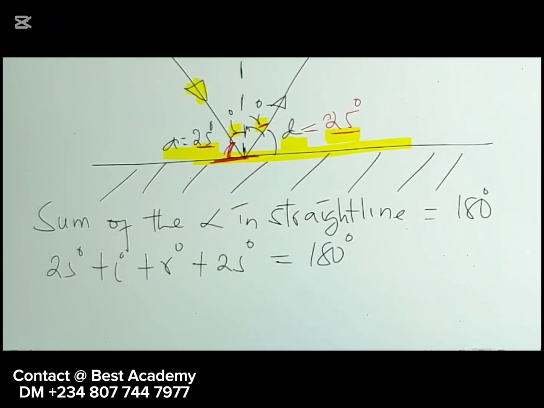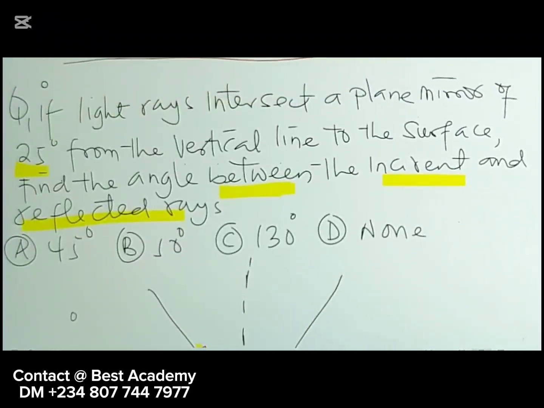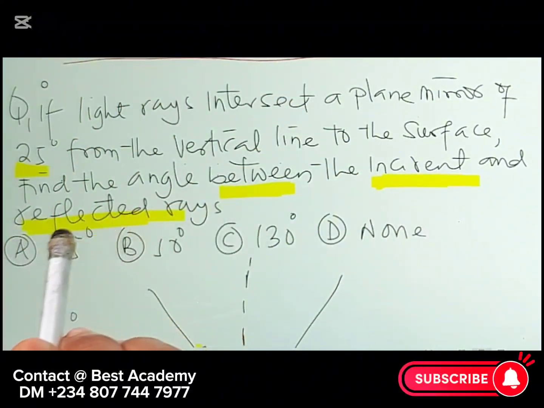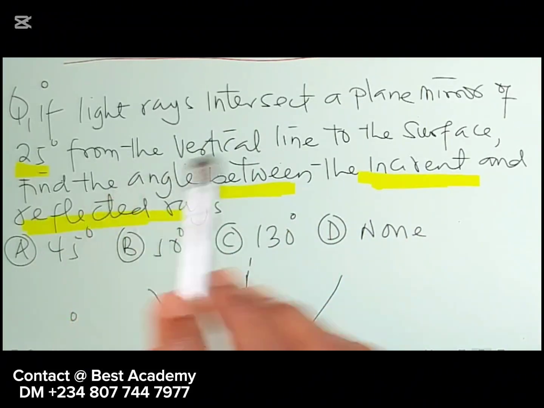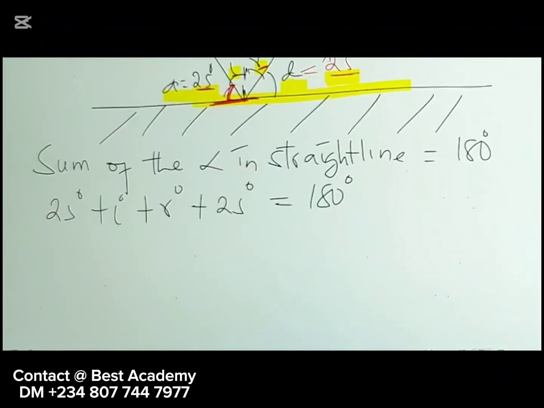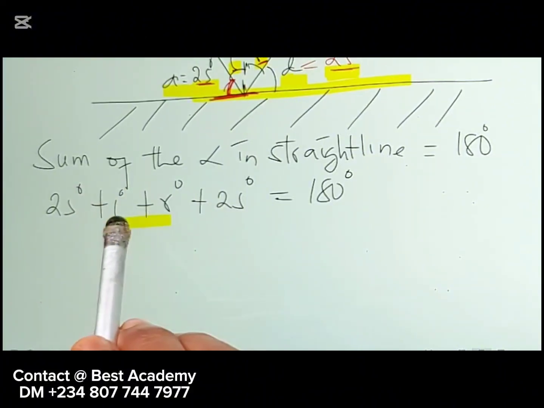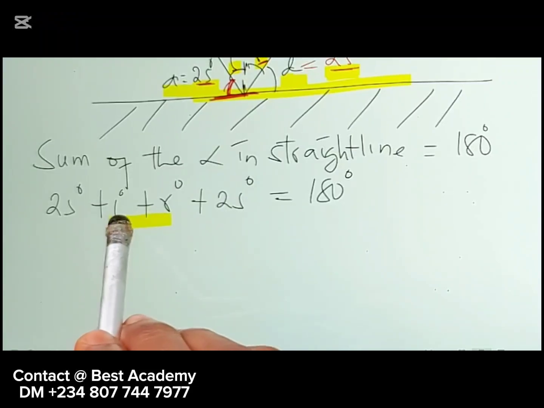So let's go back to the question here to understand what we are asked to calculate. We are asked to calculate the angle between the incident and reflection. The angle between the incident and reflection. That means we are asked to find I plus R. That is, this is the angle between the incident and reflection only. So we are going to make I plus R the subject of formula.